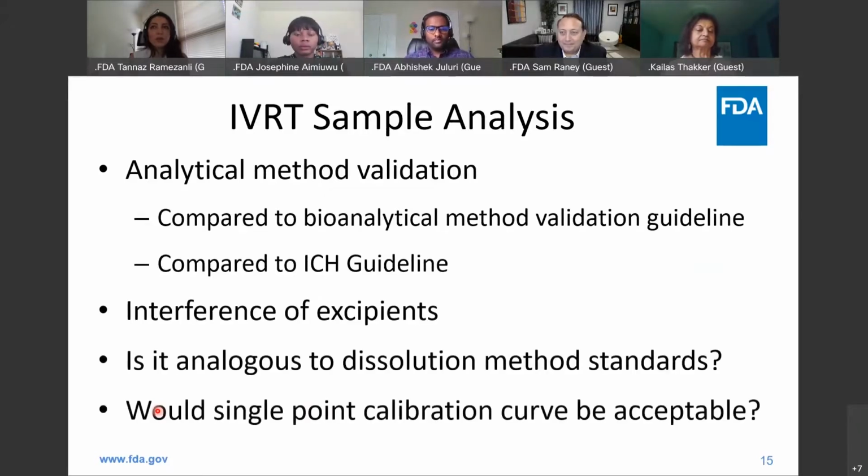So in terms of what analytical method validation should be for IVRT, should people follow the guidance for bioanalytical method validation? Can they use a single point calibration curve for the IVRT? What is the guidance that they need to follow, and what amount of validation is needed for the analytical method that is used for the IVRT?